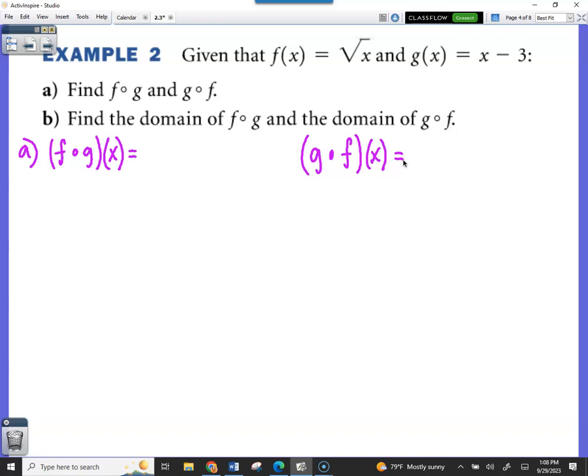You're finding just the function. Now this one should not require as much work, because you've got one that's a radical and one that's not. There's not a lot you can do with those, you know?